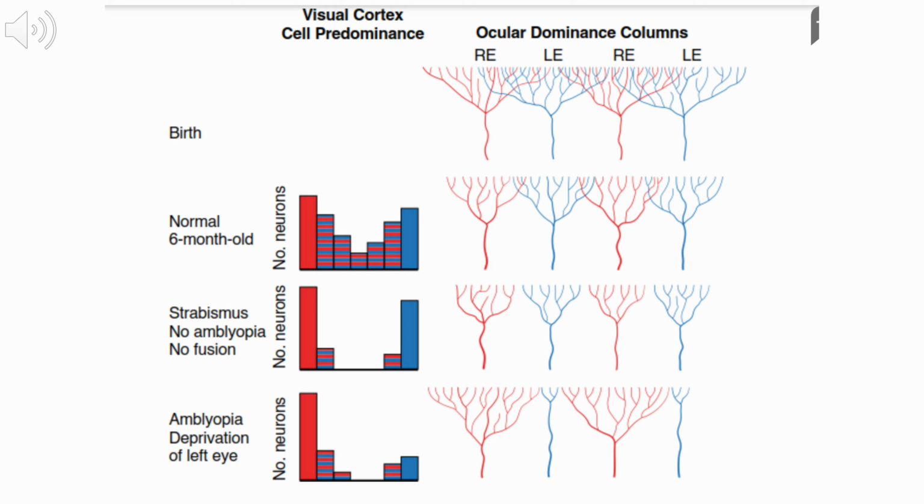Finally, look at amblyopia from deprivation. When one eye is deprived early, the cortex becomes dominated by the non-deprived eye. Most neurons respond almost exclusively to the stronger eye, and binocularity is nearly lost. The deprived eye still sends signals, but very few cortical cells listen.